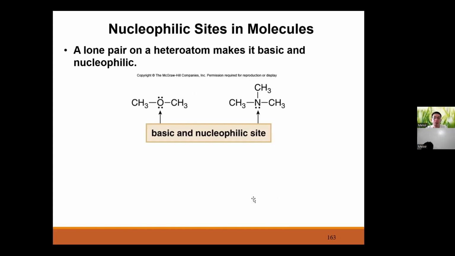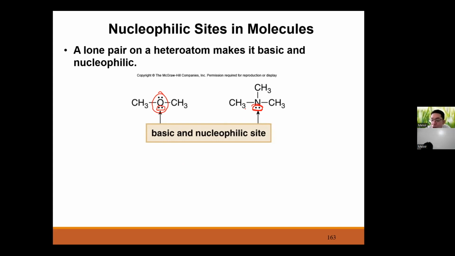Next, how about the nucleophilic sites in molecules? A lone pair on a heteroatom makes it basic and therefore a nucleophilic site. For example, in ethers, the oxygen atom has a lone pair, so it's basic and a nucleophilic site. In amines, the lone pair on nitrogen makes amines basic and nucleophilic.